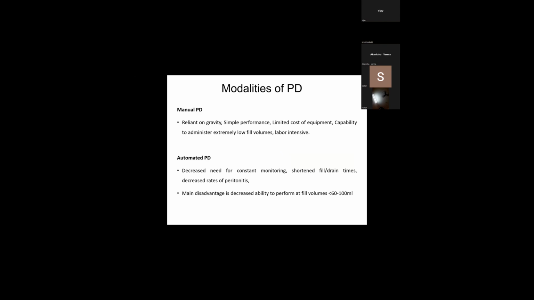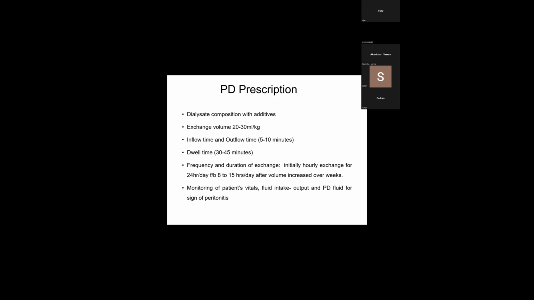Now, coming to modalities of peritoneal dialysis, basically of two types. Manual PD is reliant on gravity, simple performance, limited cost of equipment, but it is labor intensive. In automated PD, a cycler is there, so there is decreased need for constant monitoring, shortened fill or drain times. It has decreased rates of peritonitis, and the main disadvantage is decreased ability to perform at fill volumes less than 60 to 100 ml. So we cannot use it for low birth weight or extremely low birth weight babies.